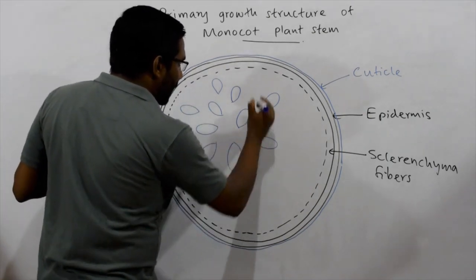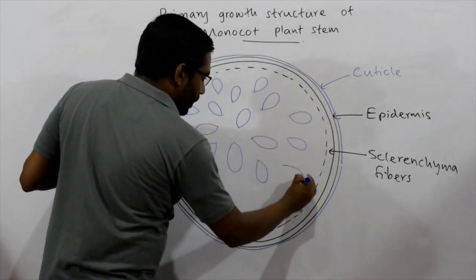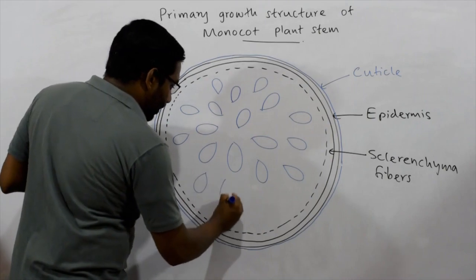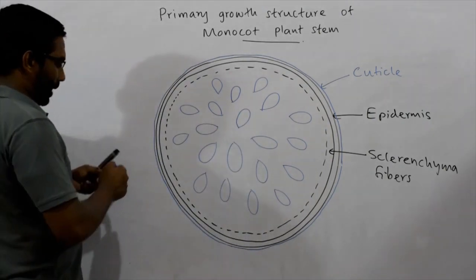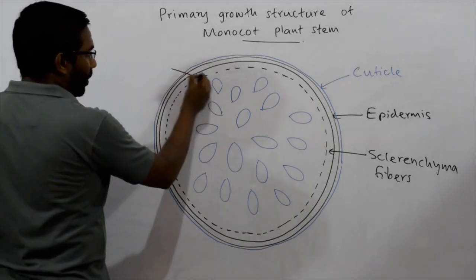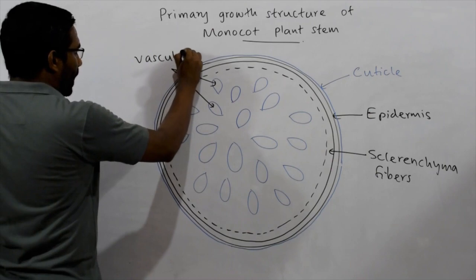They are not arranged as a ring. They are scattered throughout the stem in the ground tissue. Here these vascular bundles are scattered throughout the ground tissue. Then you can observe many vascular bundles are present. Here I can label these as vascular bundles. Imagine these are vascular bundles.